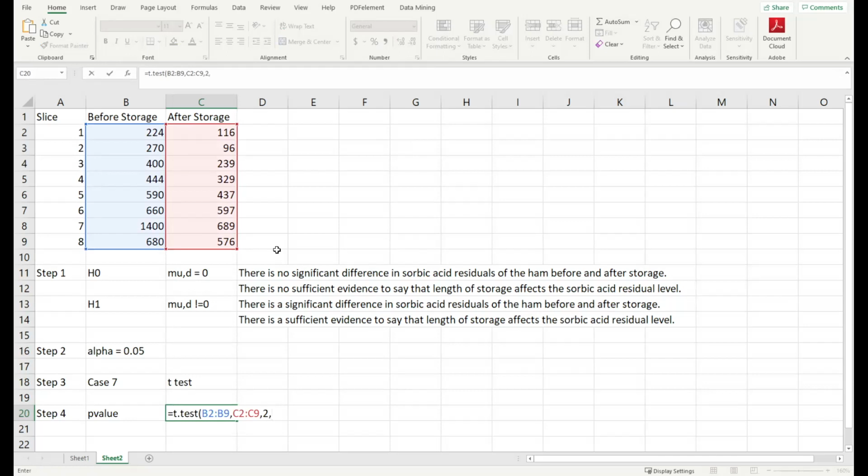Tapos, we have three choices here. We have a pair distribution. Meron tayong two sample equal variance. Tapos meron tayong two sample unequal variance. So if you notice itong pair, this is case 7. Two sample equal variance is your case 5. Tapos two sample unequal variance is case 6. Okay?